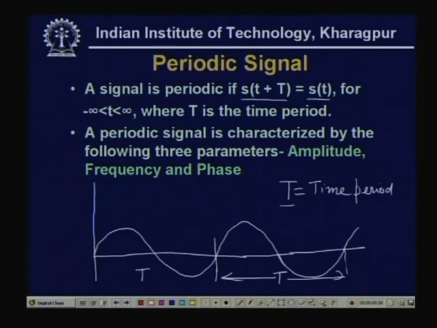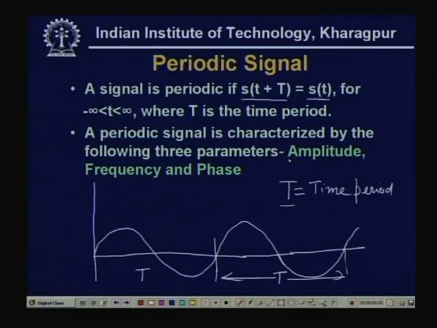Now, a periodic signal can be fully characterized by three parameters. What are the three parameters? The three parameters are amplitude, frequency and phase. What is amplitude? As you can see, on this side we have plotted time, and this side we plot amplitude. And this one is known as the peak amplitude.